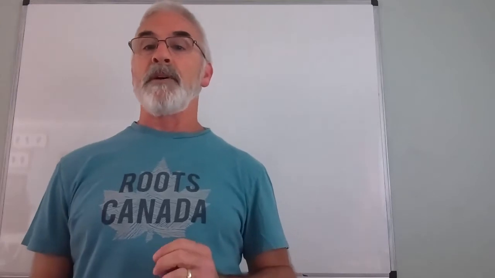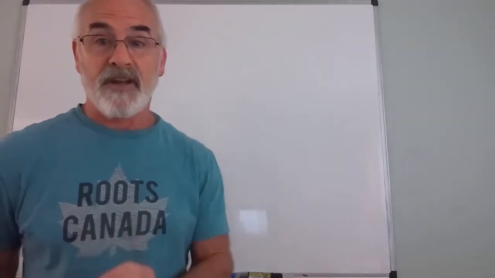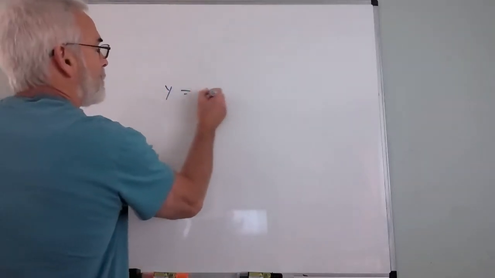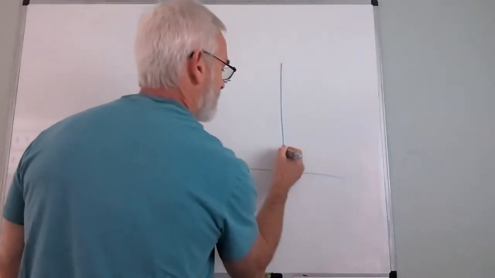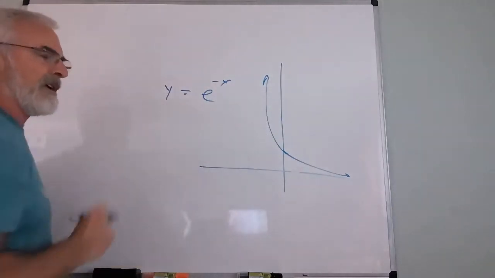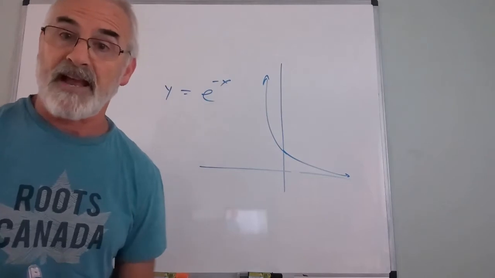And a horizontal asymptote occurs when the limit of your function as x goes to infinity or negative infinity is a constant. So if I had something like this, if I had y equals e to the negative x, I'll use a simple one like this. This is never equal to 0. There's no x value where this equals 0. It never crosses the x-axis.